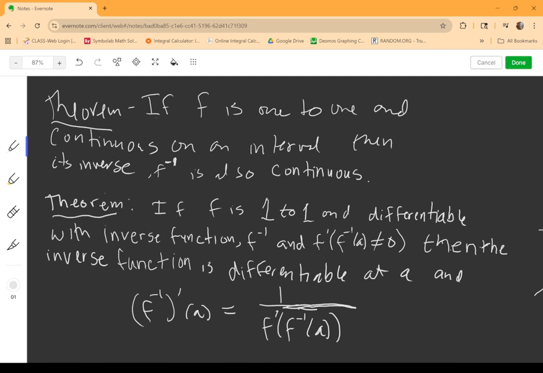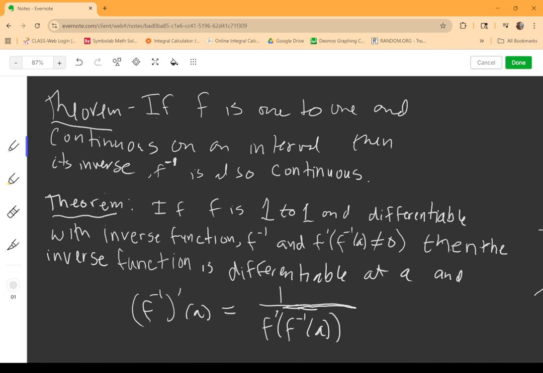Now here you can think of graphically that does make sense if we think of the graph of a function f. If it is one-to-one on a given interval, then it has an inverse. And the graph of that inverse can be found by just reflecting it across that line y is equal to x. So it makes sense that the reflection is also continuous. Again, if f is also continuous.